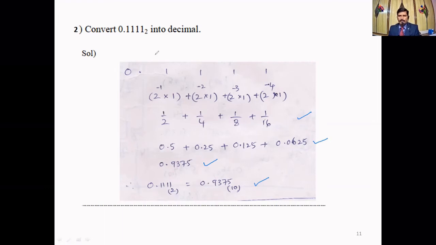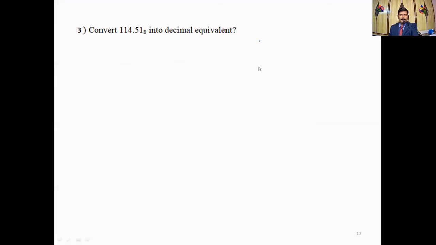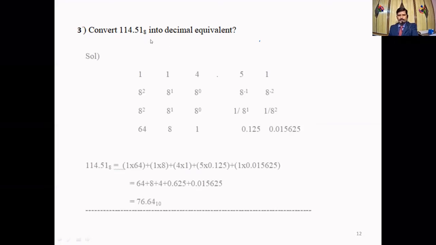So for any number system to decimal, we use positive powers and negative powers, right? Observe here, an octal number is given. We need to convert it to decimal. So positive powers and negative powers to the power of the radix. What is the radix? 8. That's all. Observe this one. The first step, we need to write 114.51, with positive powers before the decimal point, and after the decimal point negative powers.